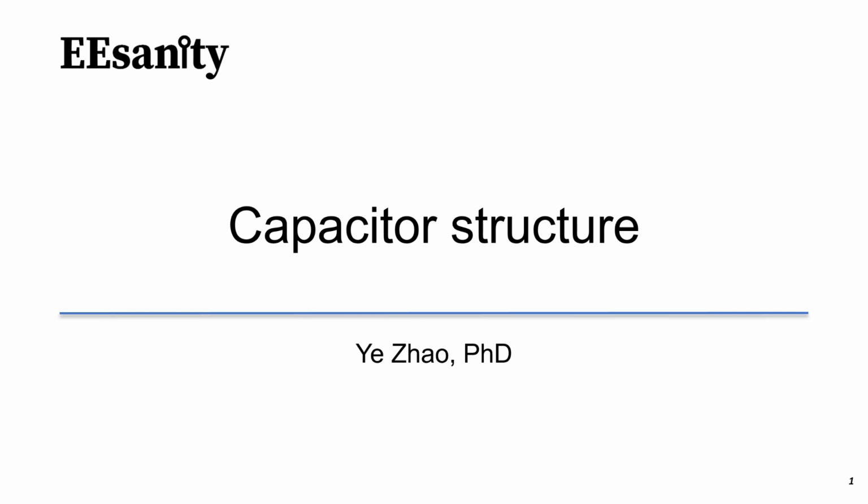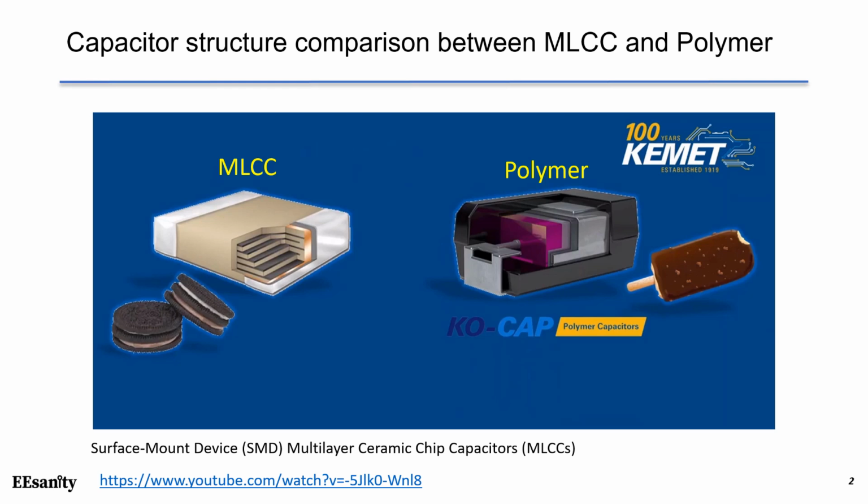In this lecture, we will briefly talk about capacitor structure. Two commonly used types of capacitors are multilayer ceramic chip capacitors, short name MLCC, and the polymer capacitor. Here's a simple structure comparison between MLCC and the polymer capacitors.